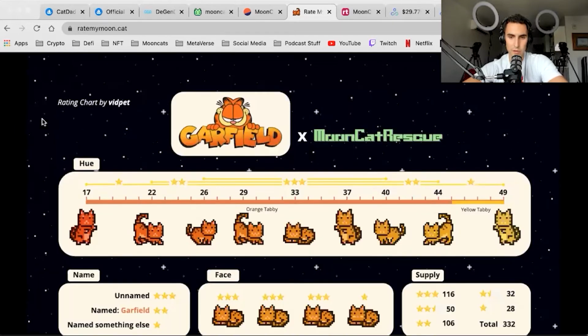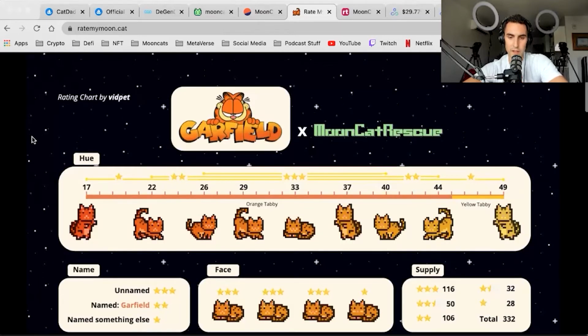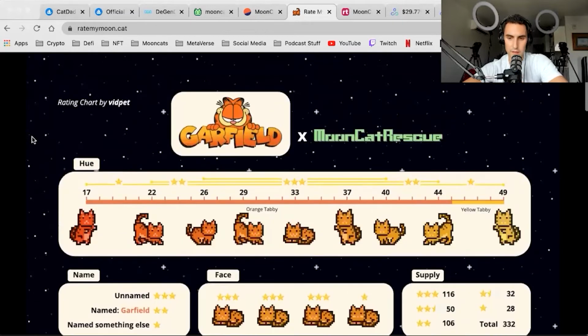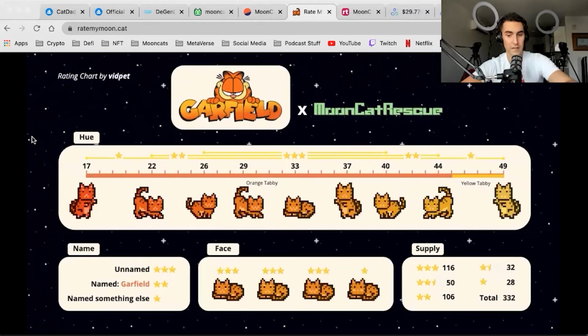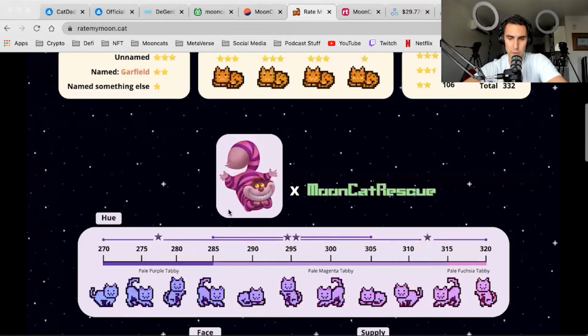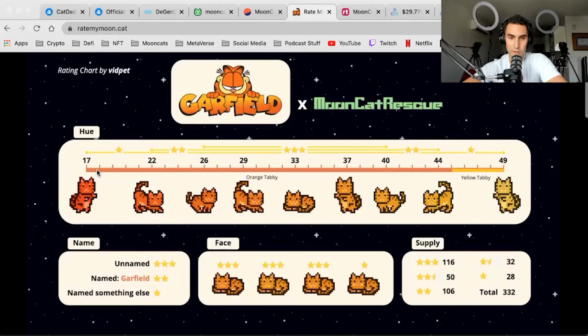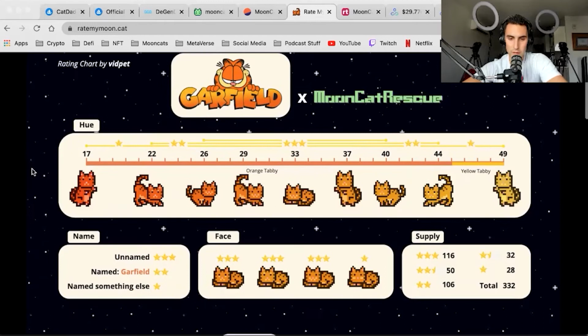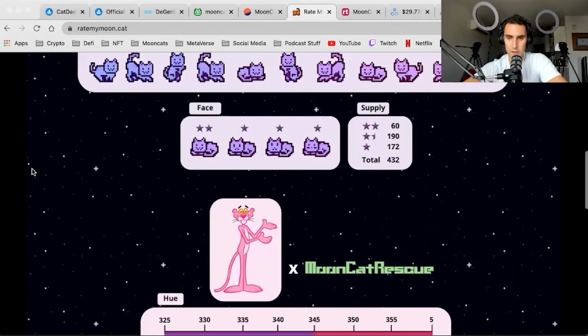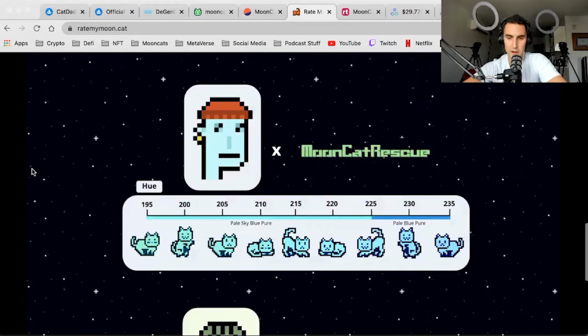Another one is for the character cats. VidPet did a really good job on creating a chart to display the subjectivity of character cats, which was something that was constructed by the community, and it just shows different value. Again, all of this is completely subjective. Garfield and Cheshire Cat have both had a various amount of hues and colors throughout their appearances on TV. So this one is literally beauty's in the eye of the beholder. So then we have Pink Panthers, and these are the 5 top character cats.